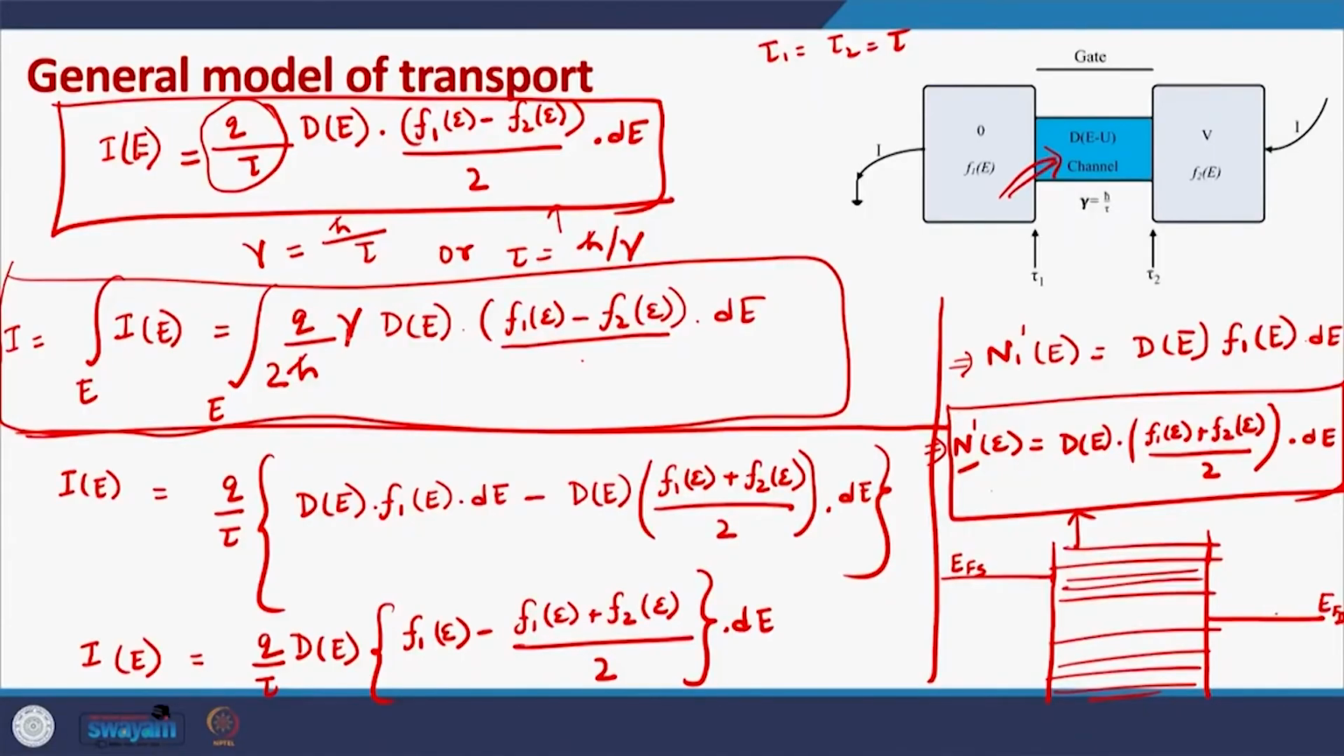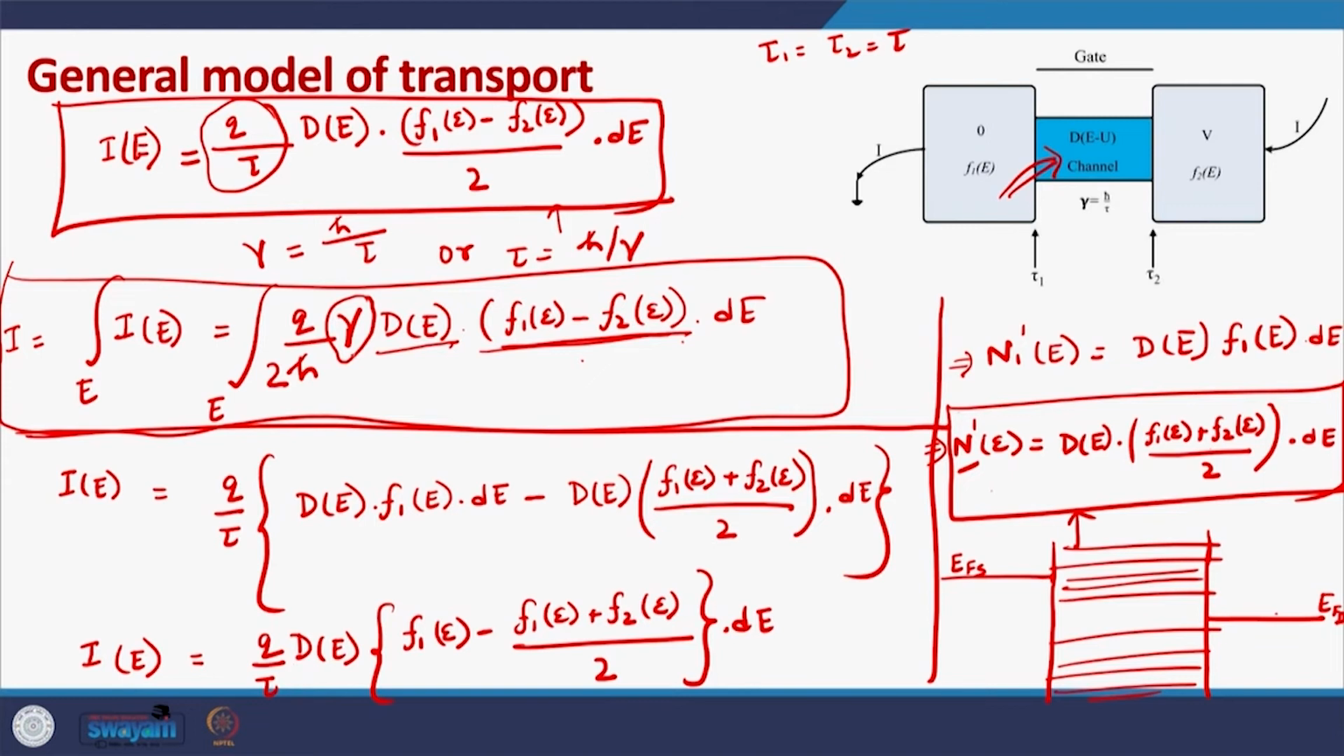I would say that these equations are among the most important equations in mesoscopic device analysis and even nanoscale devices. These equations are extremely important starting points. Okay. So, in order to find the current in a device, we need to know the density of states of the channel, we need to know the Fermi functions of the contacts, and we need to know this gamma parameter, which is essentially related to the transit time.